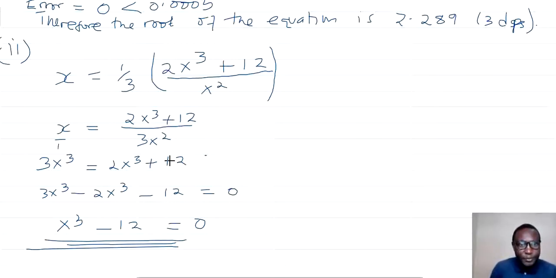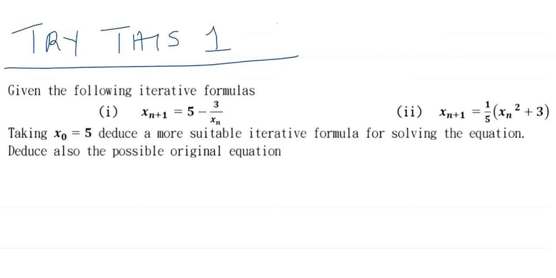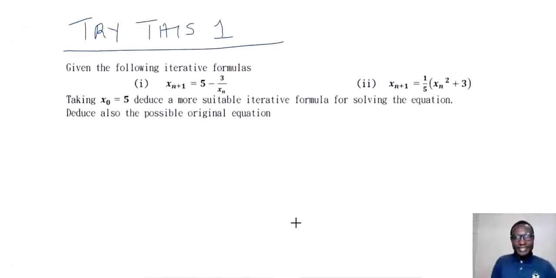Before we stop the lesson, I have prepared one question for you, which you are going to use this knowledge here, simplify, and you concretize the mathematics. So this here is our tryout question. Everyone, please endeavor to try it out, and see you in the next lesson.